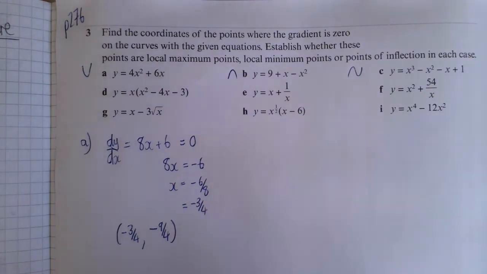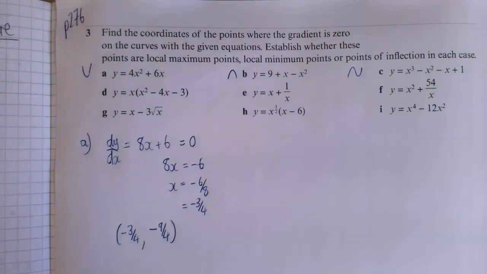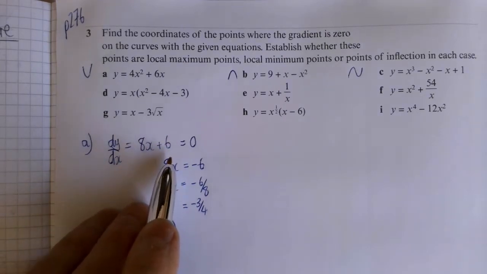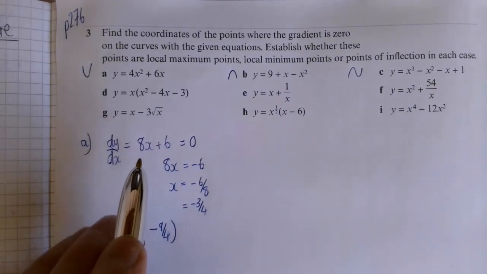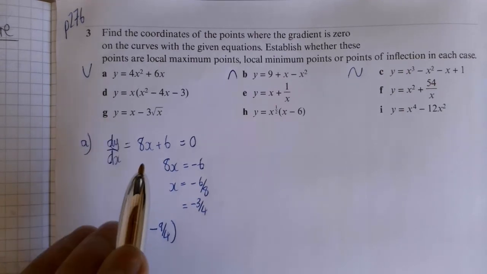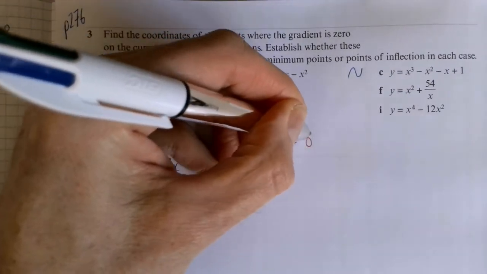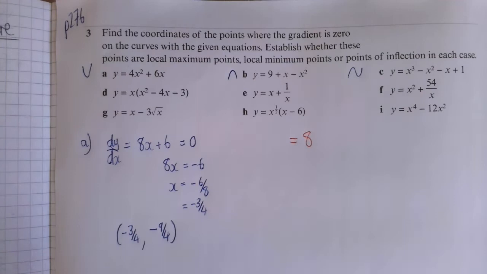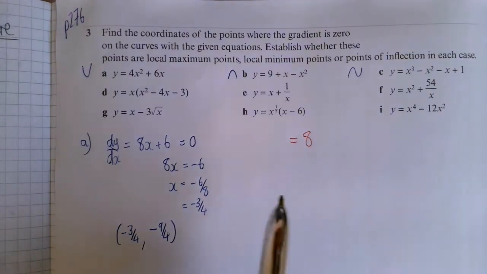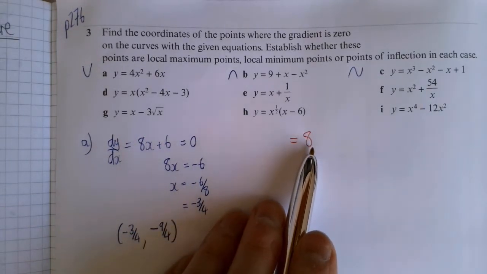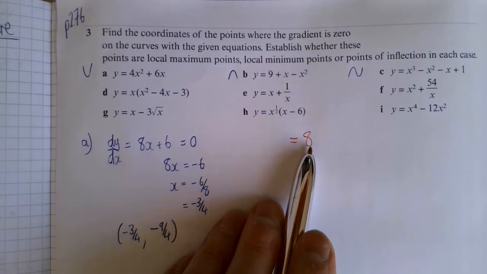Now, secretly, we actually already know. We know it's a minimum, but let's pretend we don't. So it all comes back to the gradient of the gradient. So I've got here a function for the gradient. If I want to know the gradient of that, I can differentiate it again. So I'm going to differentiate that again. 8x just becomes 8 and 6 disappears. So that's nice and easy. So I know that the gradient of the gradient is 8. It's positive. It's always positive.